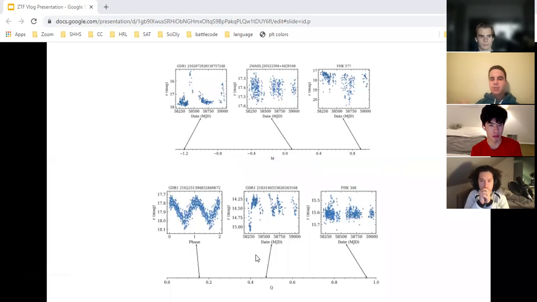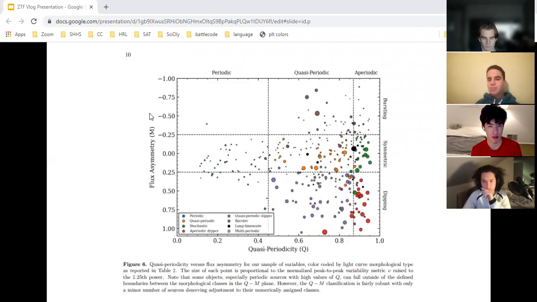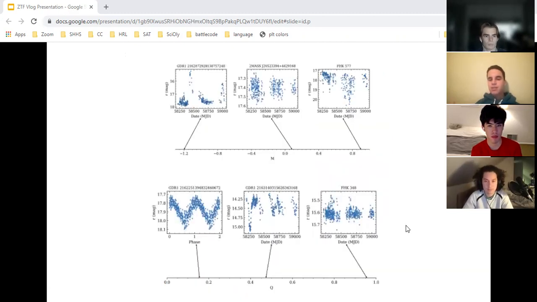This graphic shows an example of ZTF data at low, intermediate, and high values of the Q and M metrics. Low values of M indicate bursting behavior, signified by the bottom 10% of magnitudes having a much greater distance to the median than the top 10%, while high values of M indicate dipping behavior, which is signified by the top 10% of magnitudes having a much greater distance to the median than the bottom 10%. On the other hand, low values of Q were more strictly periodic light curves, while high values of Q are characteristic of stochastic light curves.